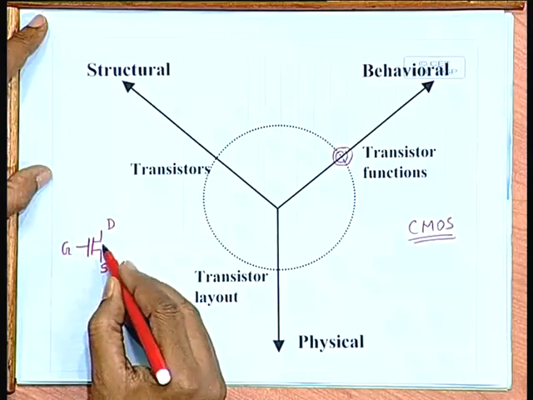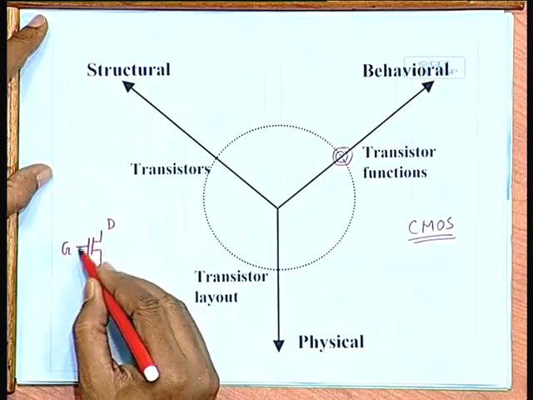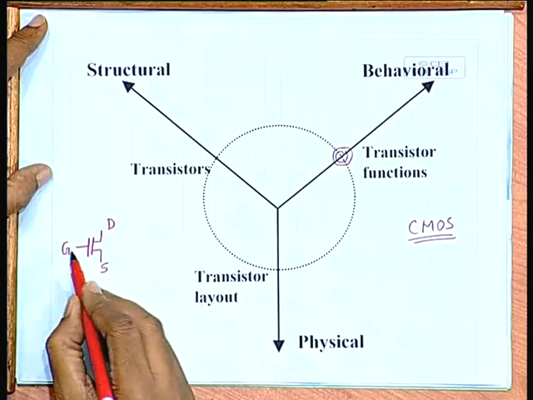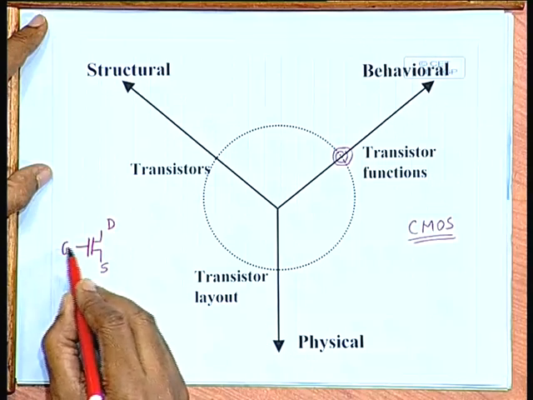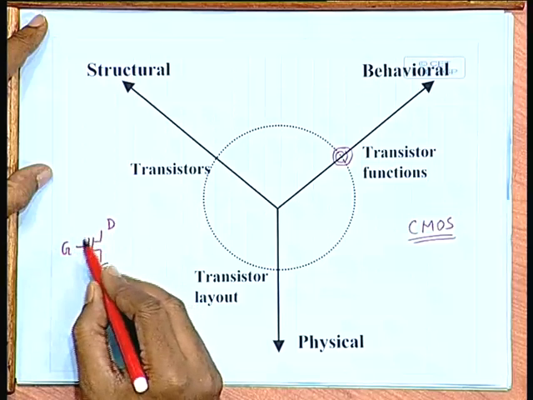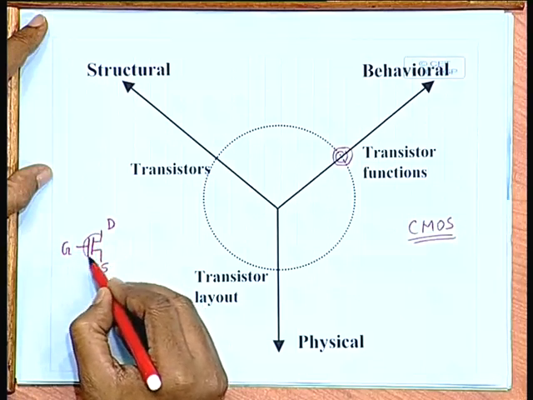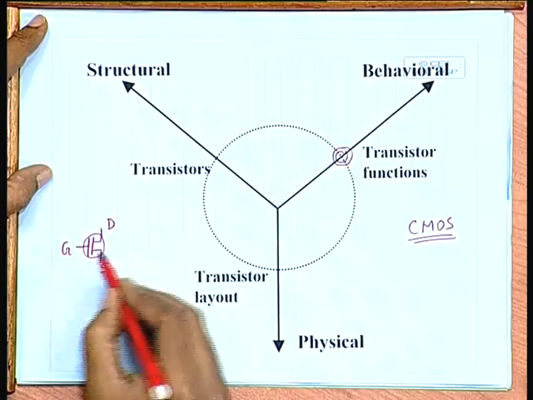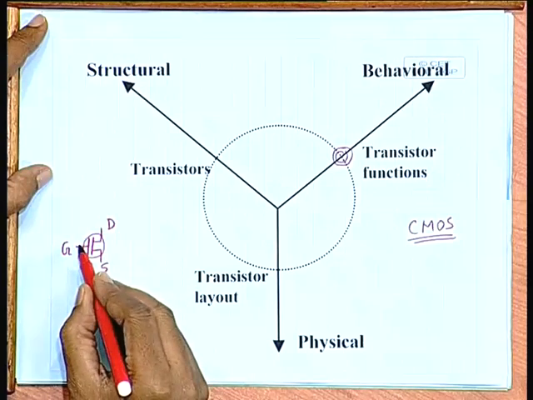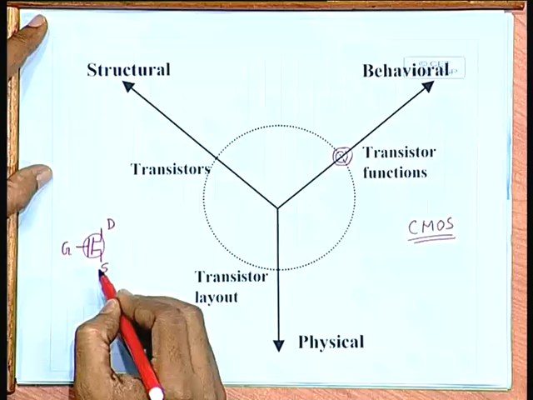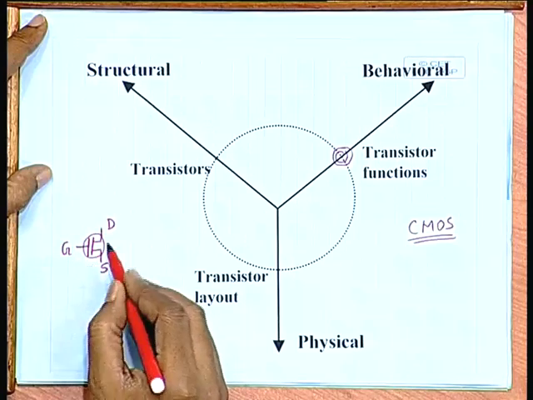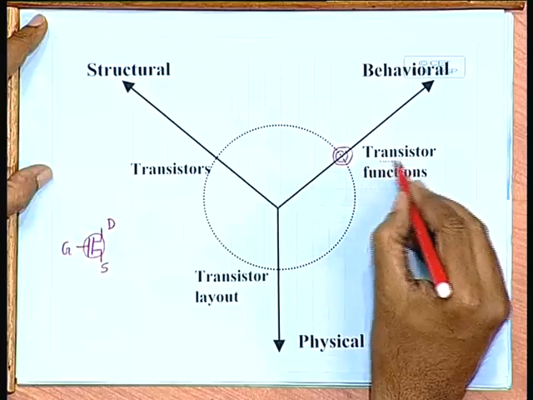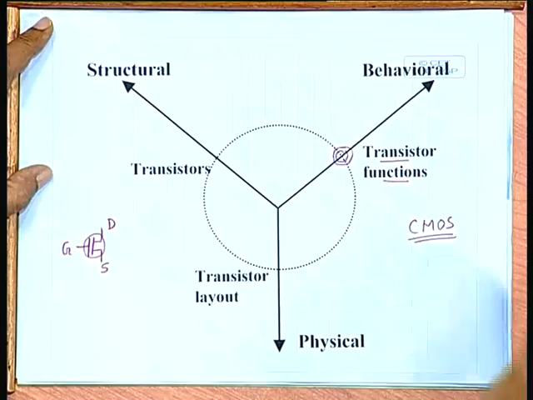So, if it is an NMOS kind of a transistor, depletion type, if we apply a high voltage to the gate, then this switch is assumed to be turned on, the drain and the source are shorted, but if the gate is at a low voltage, they are turned off. So, each transistor is modeled as a switch. This is what we mean by the transistor functions.